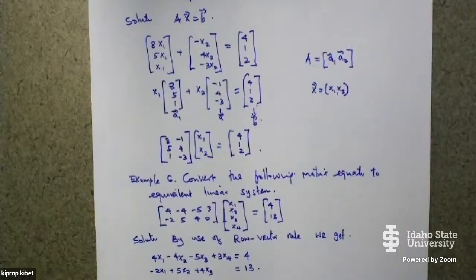So let's look at the remark. This remark says the augmented matrix associated with the matrix equation AX equals B is A and then B. So A is the coefficient matrix, and then we add this B here. Then it becomes the augmented matrix.